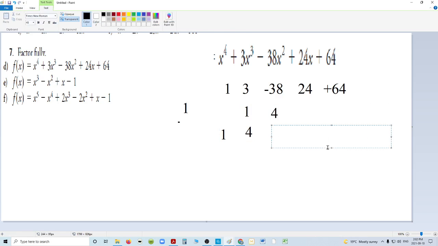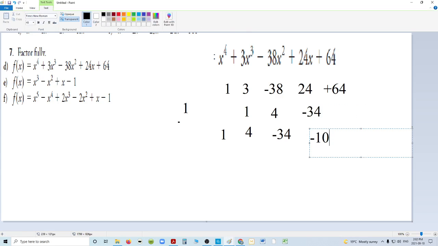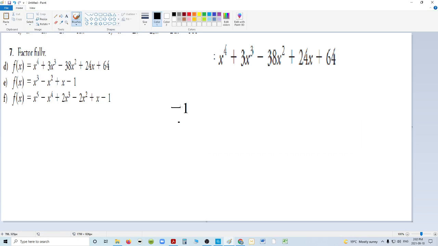Here's where things get tough. Nope, doesn't work. So 1's not it. We're going to do minus 1. Whoops. So I'm going to keep the top numbers.